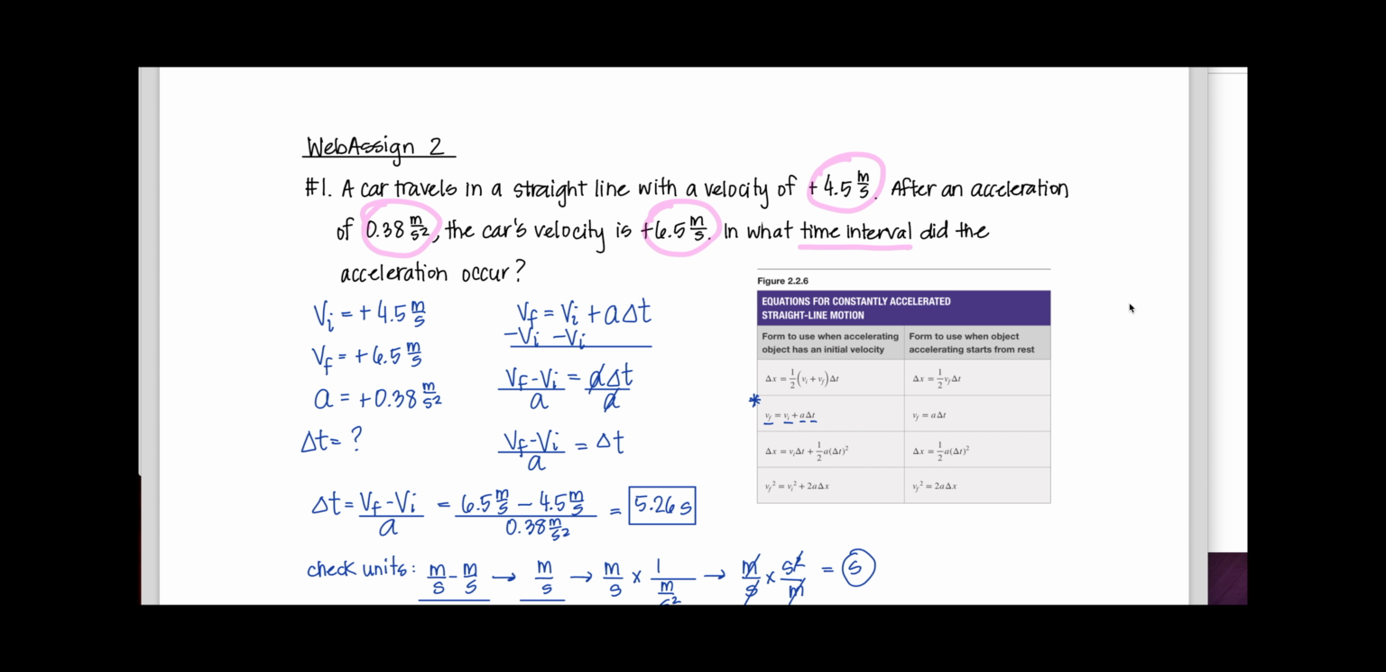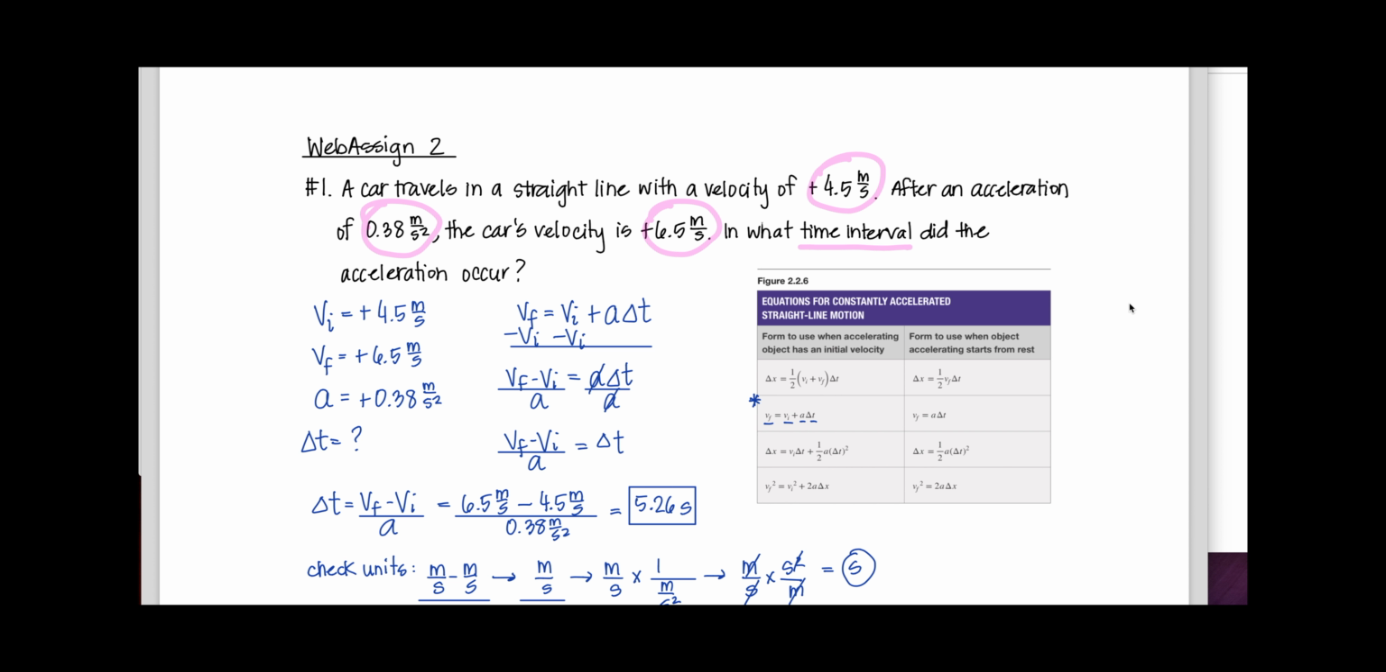So the next step after I've copied down the problem is to circle the relevant information for this problem. So I've circled the initial velocity of positive 4.5 meters per second. I've circled the acceleration of 0.38 meters per second squared. And I've circled the final velocity of 6.5 meters per second. I've also underlined the value that I will be solving for. So in this question, it's asking for the time interval, or delta t.